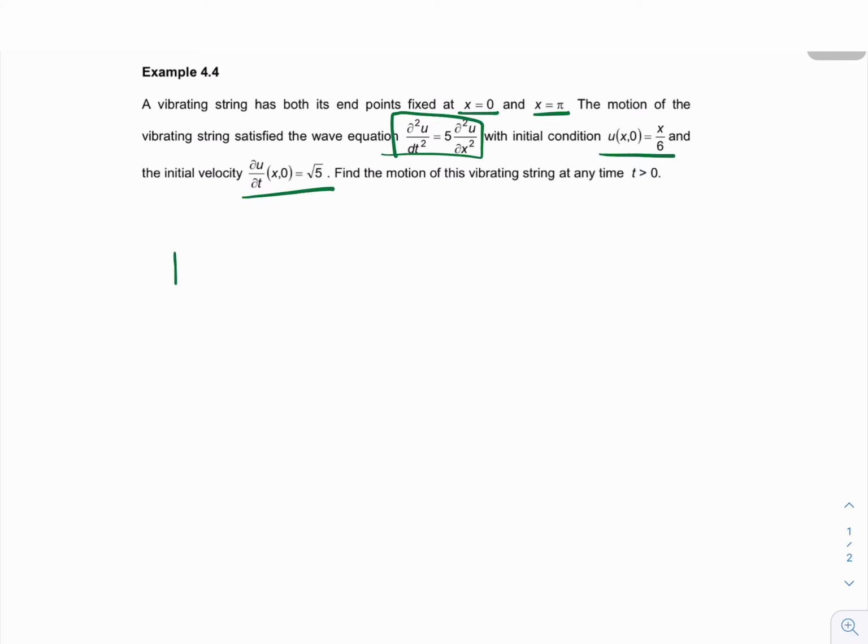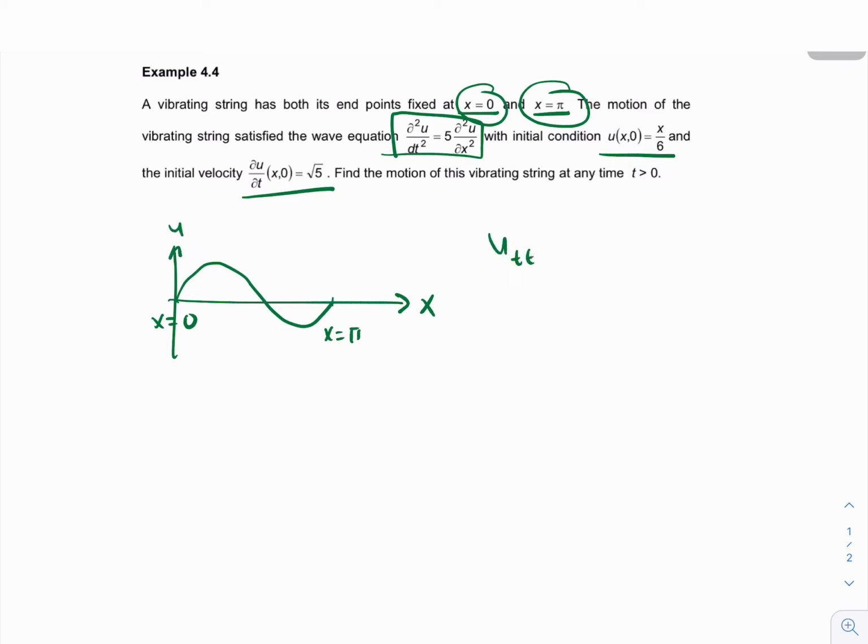Okay, so let's say this is our problem, and the points are fixed at x equals 0 and x equals pi. So this is our x, and this is our u. The equation is u sub tt equals 5 u sub xx, with the initial condition and initial velocity.